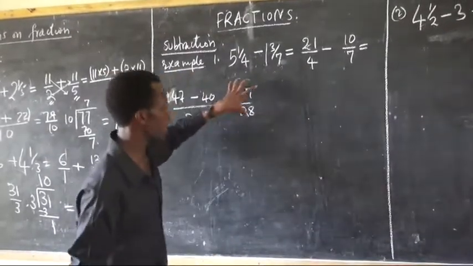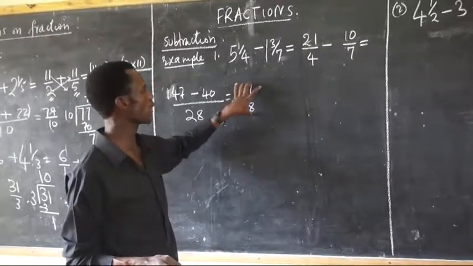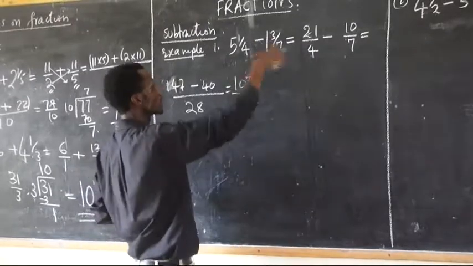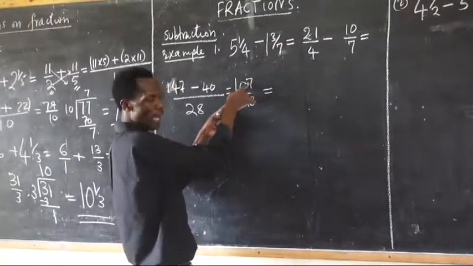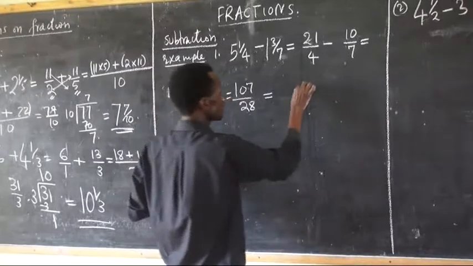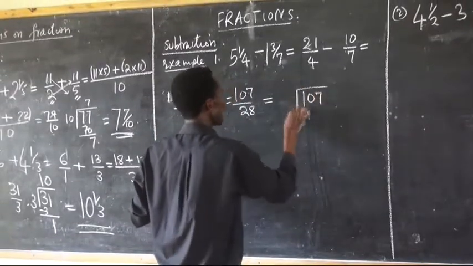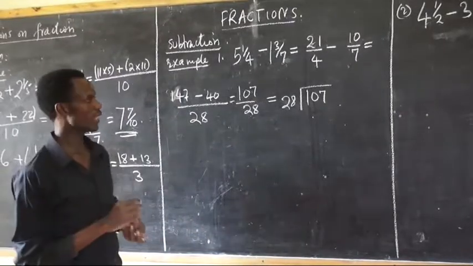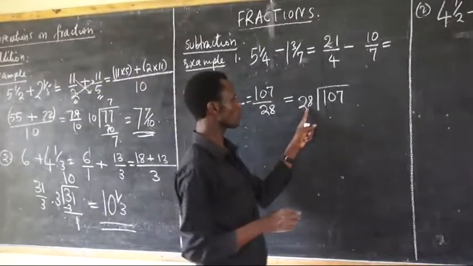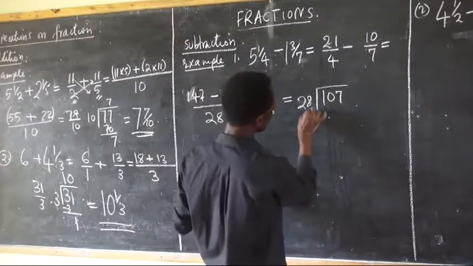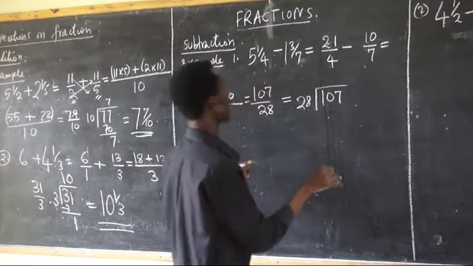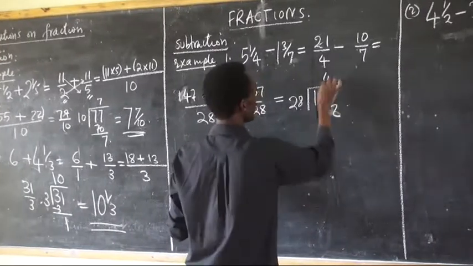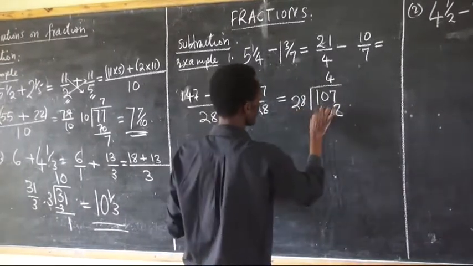We are looking for an answer, so it is very important to convert this improper fraction into a mixed fraction. To change it into a mixed fraction, we take the numerator divided by the denominator. That is 107 divided by 28. You understand? Now, by 3, by 5, that is more than. By 4, which is 112, that is more.